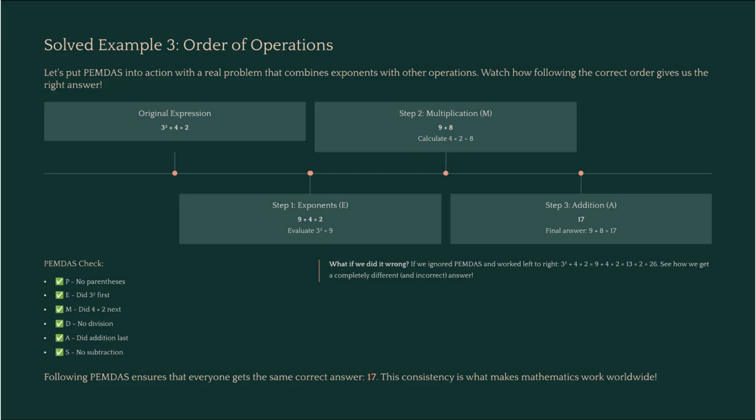Let's see PEMDAS in action with an expression. 3 to the power of 2 plus 4 times 2. Step 1 is the exponent. 3 to the power of 2 is 9. The expression is now 9 plus 4 times 2. Step 2 is multiplication. 4 times 2 is 8. Now we have 9 plus 8. Step 3 is addition. 9 plus 8 is 17. By following the order of operations, we calculated the value of the entire expression to be 17.